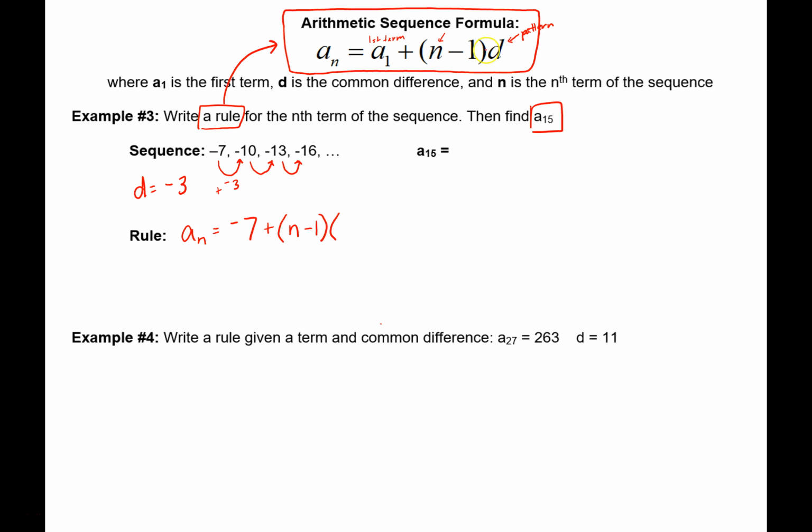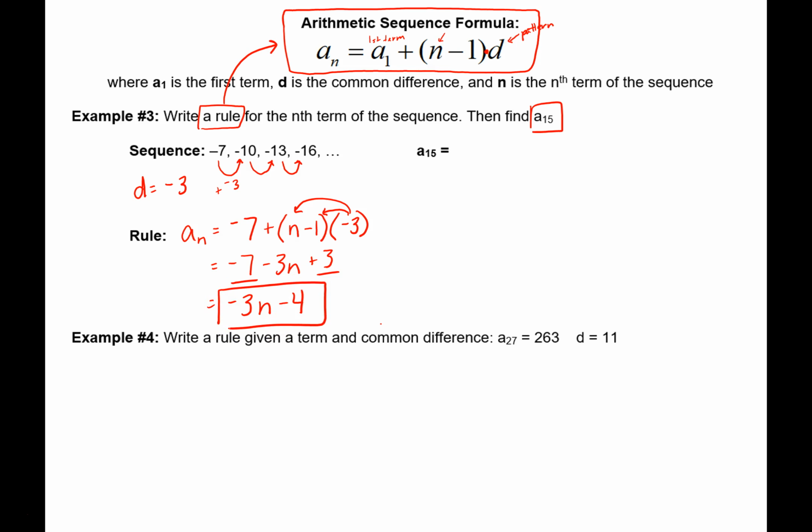But we do know, and this is multiplication here, we do know that d is -3. We just found that out. So now we're just going to use Algebra 1 to simplify. That means then that we're going to distribute. And then we're going to combine our like terms. This standard form is our rule.